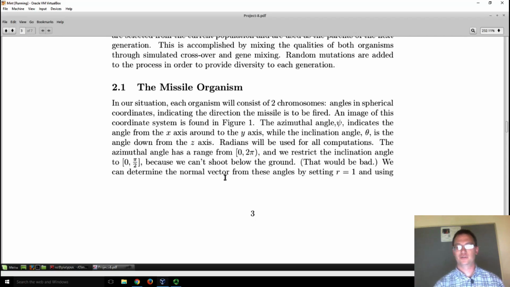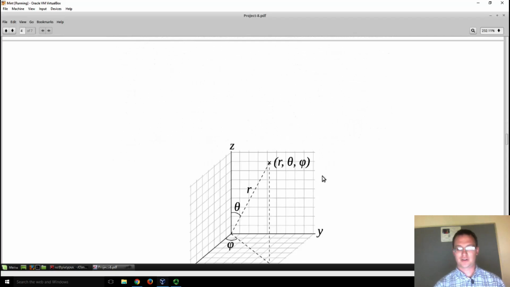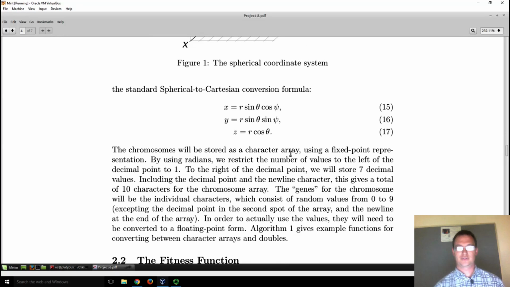We can determine the normal vector from these angles by setting the radius equal to 1, and then we just use our conversion formulas here. That would give us nx, ny, and nz if we set the radius equal to 1, because we're saying it's a unit vector. It has a magnitude of 1.